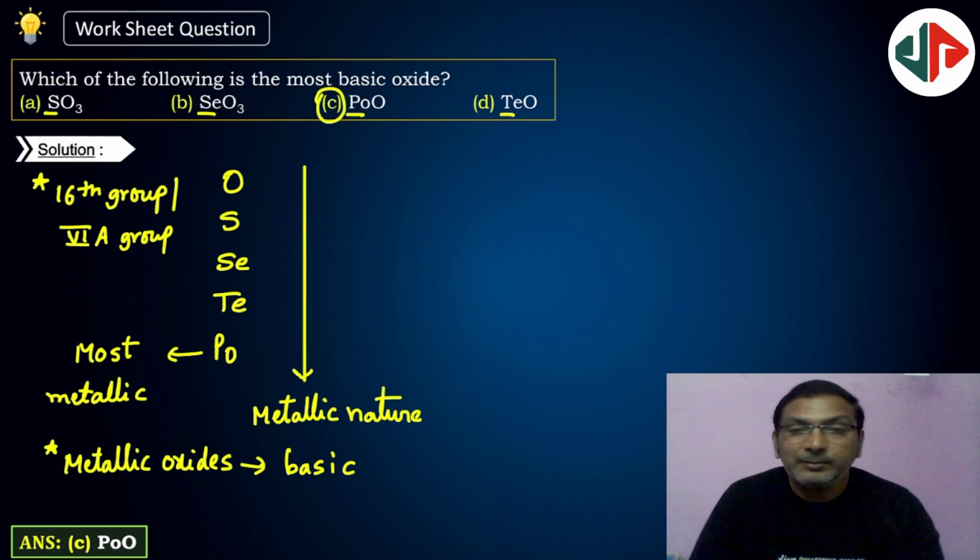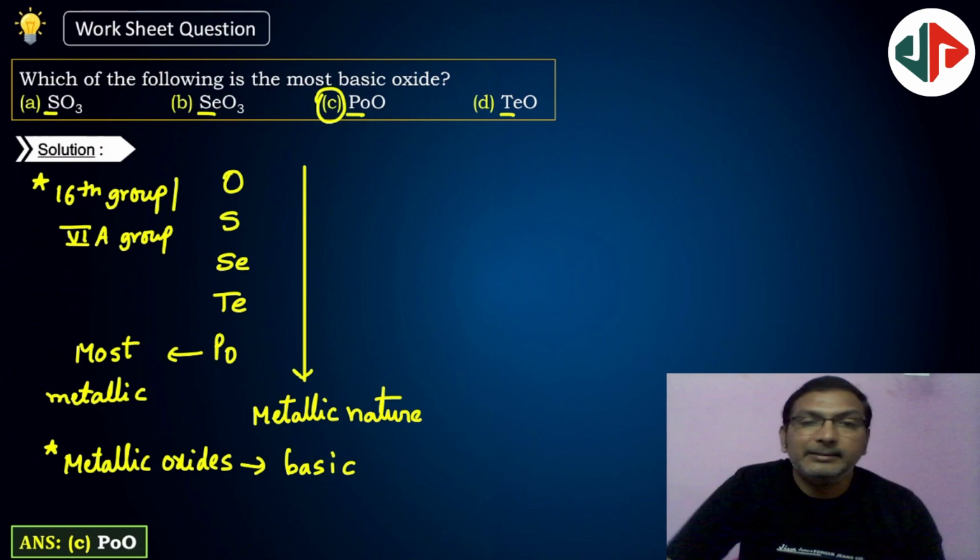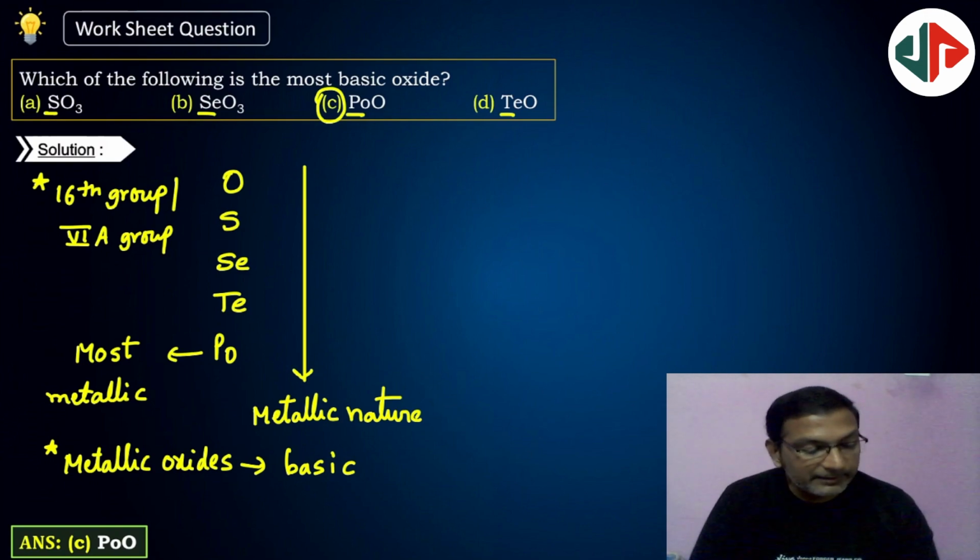In any group from top to bottom, metallic nature increases. So the basic strength of oxides is directly proportional to metallic nature. Polonium has the most metallic nature, therefore it forms the most basic oxide, polonium oxide. Next one.